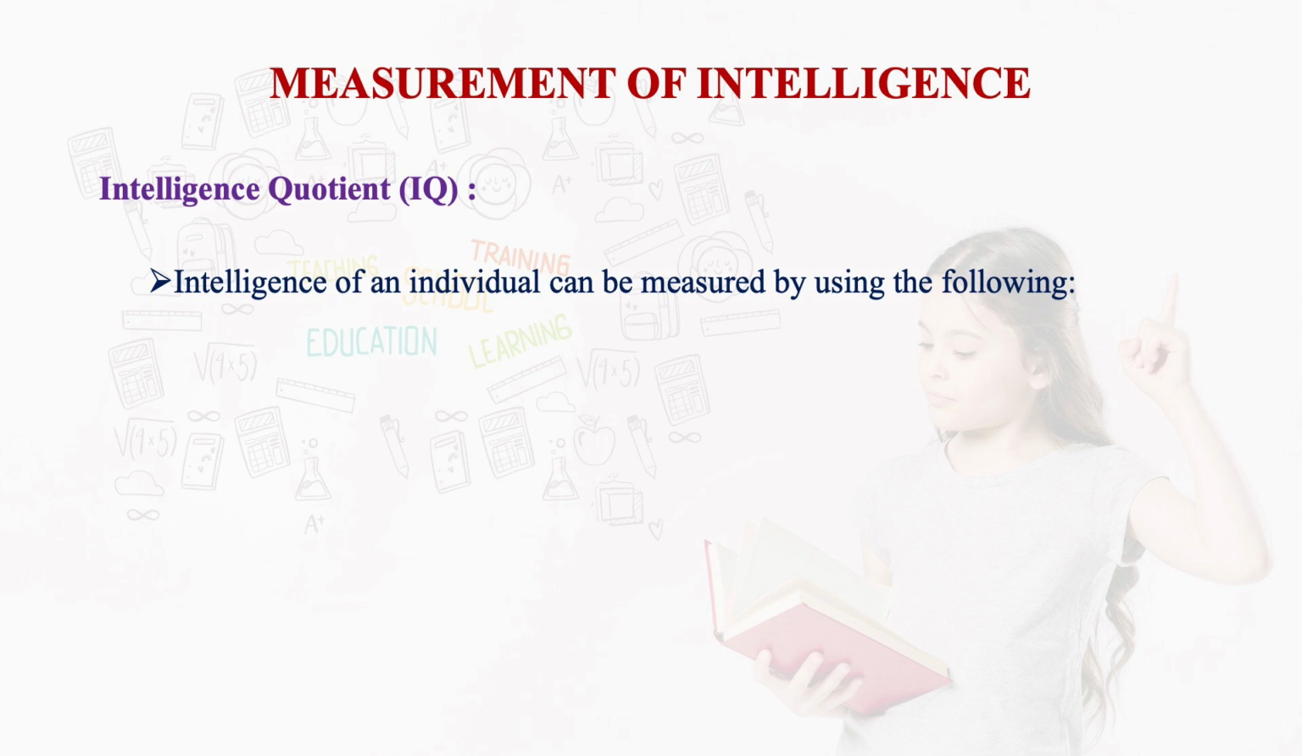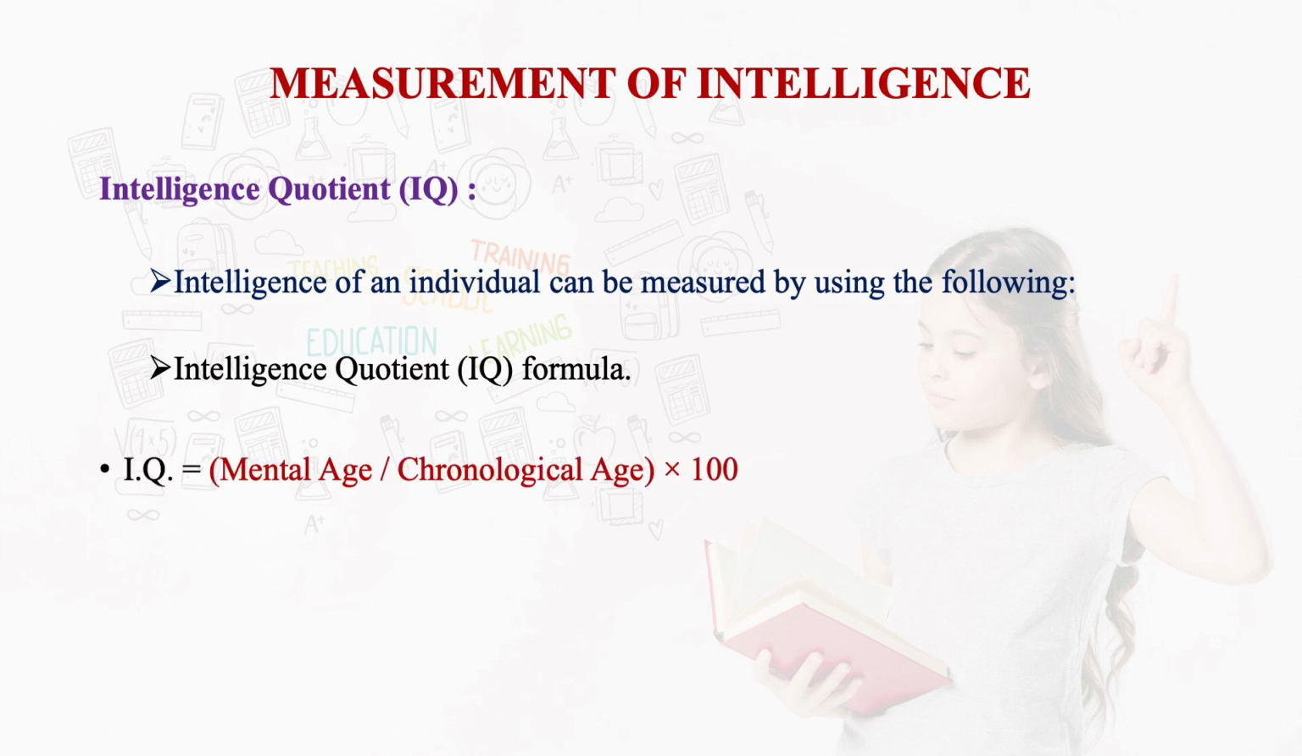Intelligence of an individual can be measured by using the following intelligence quotient, that's called the IQ. The formula is IQ is equal to mental age upon chronological age into 100. So mental age divided by chronological age into 100. Two concepts are here: one is the mental age and the other is the chronological age. So friends, try to understand what is the concept of mental age and what is the concept of chronological age.